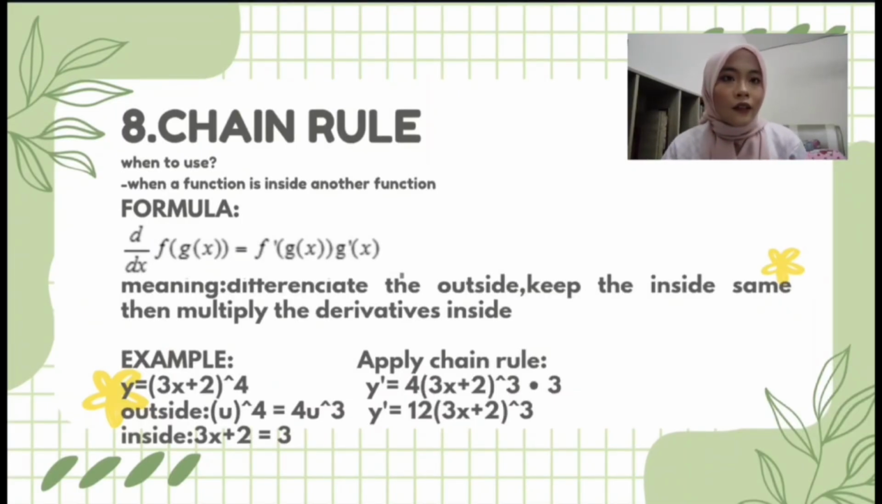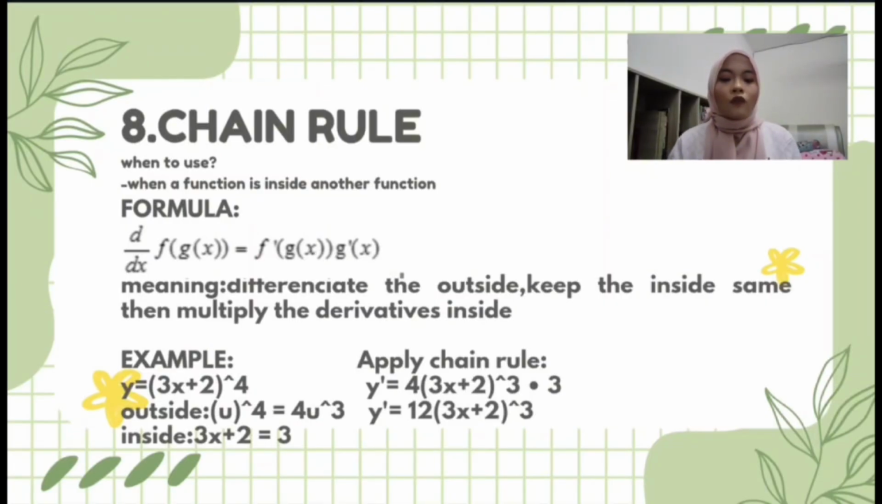Next is chain rule. When do we use chain rule? We use chain rule when a function is inside another function. The formula is given on the slide, meaning differentiate the outside first and keep the inside the same, then multiply by the derivative of the inside. For example, the question given is y equals (3x + 2) power 4.